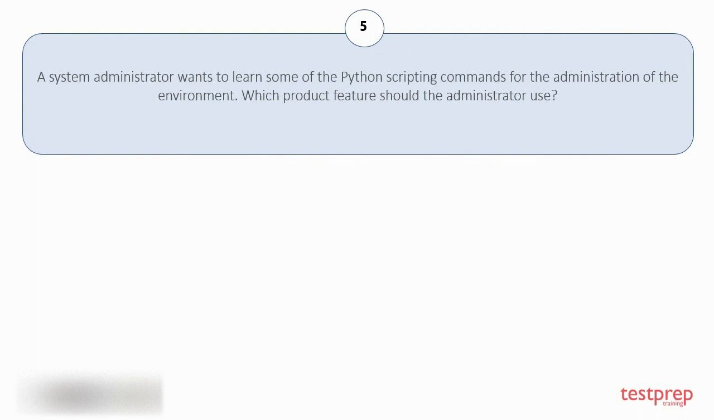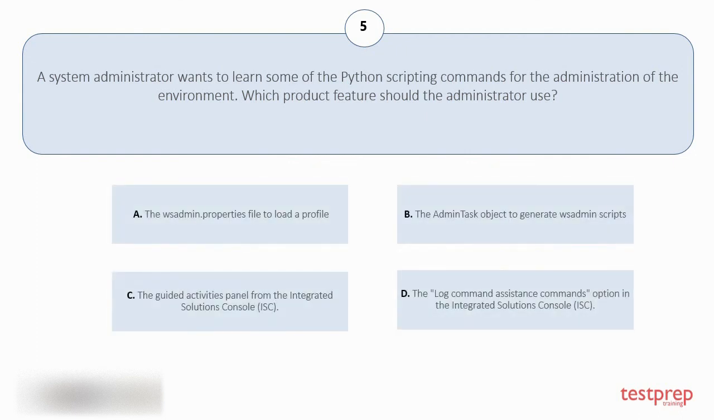Your options are: A. The vsadmin.properties file to load a profile. B. The admin task object to gen vsadmin scripts. C. The guided activities panel from the integrated solutions console. D. The log command assistance commands option in the integrated solutions console. The correct answer is option D.